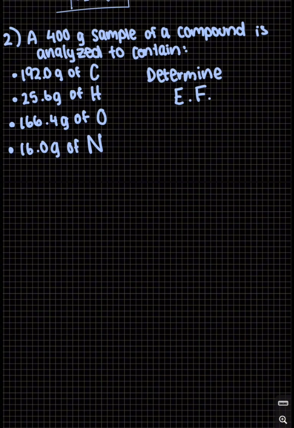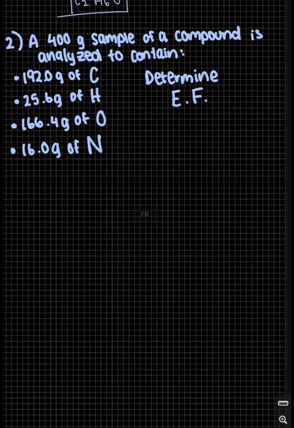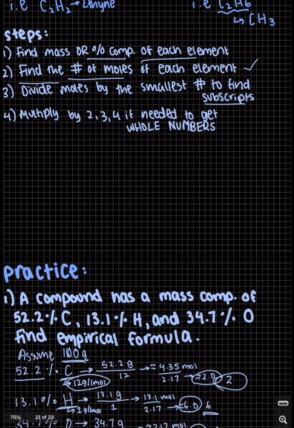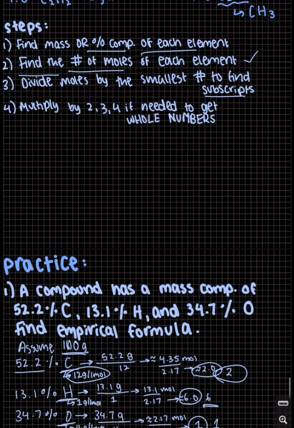Okay, so let's start off, and feel free to do this question with me. Pause the video and do it yourself, and then come back if you want to see the answer, and let's solve this question ourselves. First things first, let's check our steps. Find the mass or percent composition of each element. We've already done that. Okay, we know the mass. Now find the number of moles of each element.